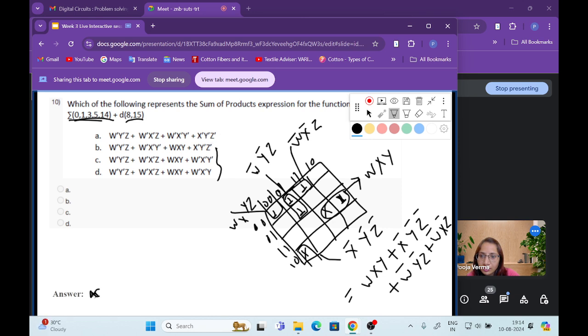Sorry, X dash Y dash and Z dash. There is some mistake. I have written X dash, yeah, and then 0 5. Yeah, this one is correct. X dash Y dash and Z dash in this. Now next one, W dash Y dash Z, W dash Y dash and Z. Okay, W dash X dash and Z. So just check with the answers which one is correct and mark it out. So I think here one mistake will be there or anything else.